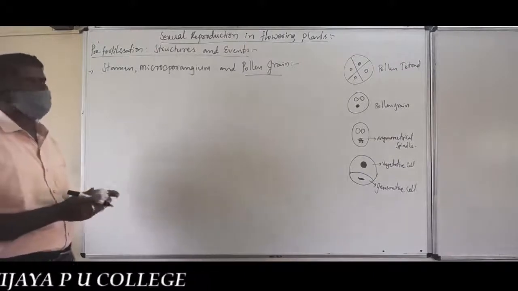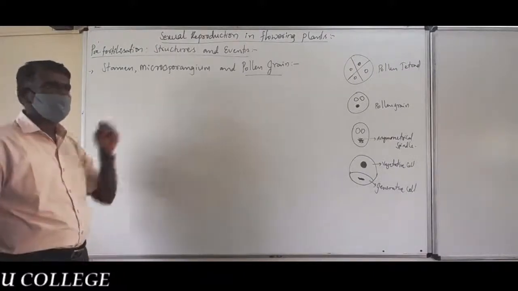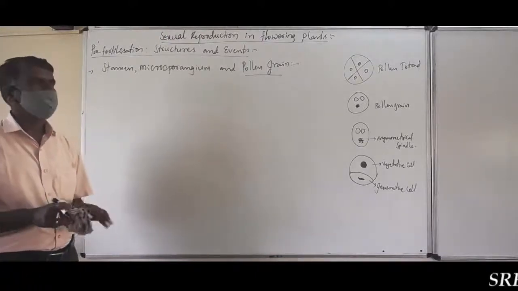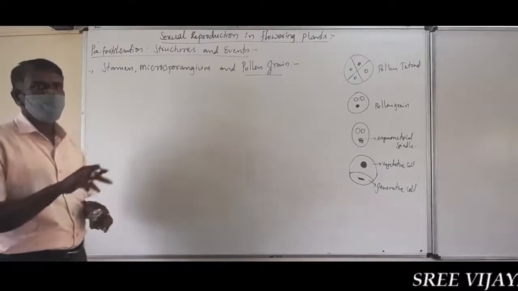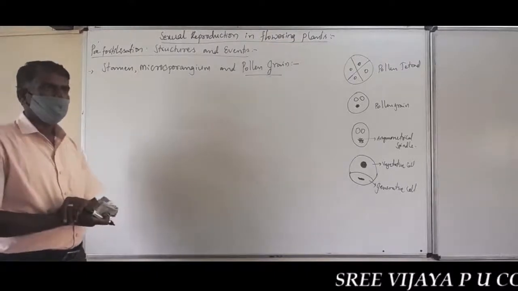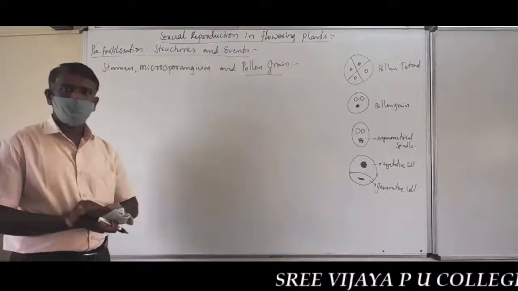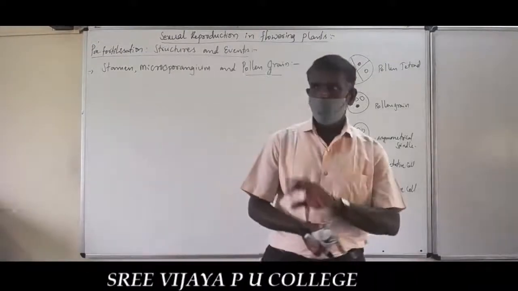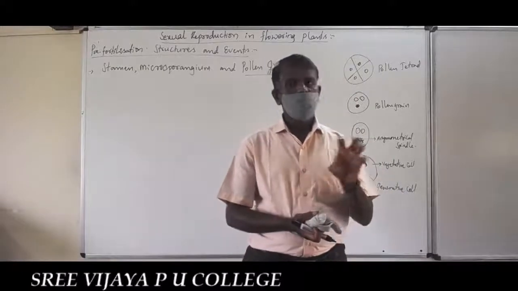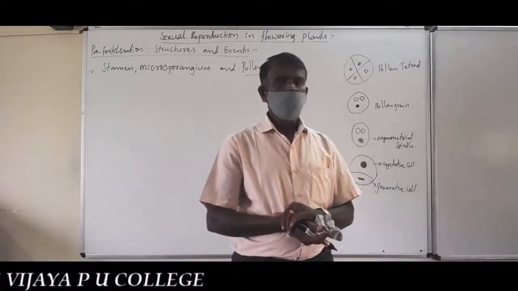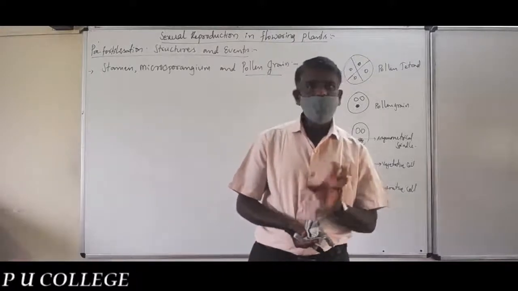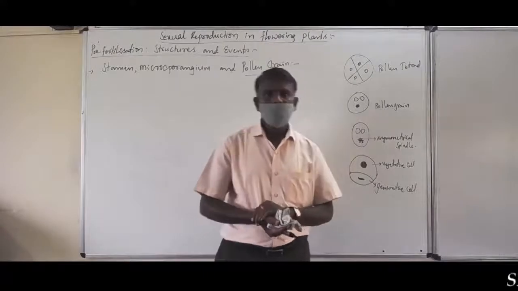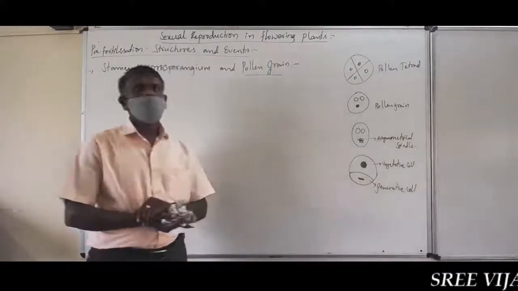Just to recall the microsporangium, in which we discussed the TS of an anther. The anther is enclosed by four wall layers: epidermis, endothecium, middle layers, and tapetum. All these layers are protective in function, and they also help in dehiscence of the anther wall. The tapetum encloses the sporogenous tissue.